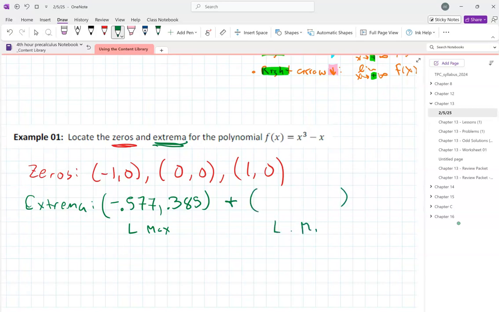And then can you guys try to find the local minimum for me? Use your calculator. Try to do that on your own. I'll write in the answer so you can check.